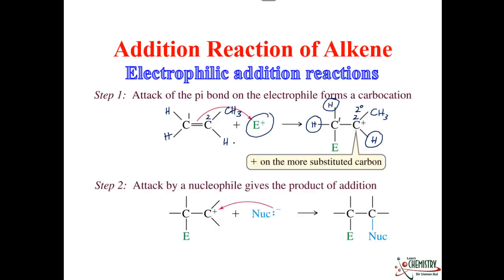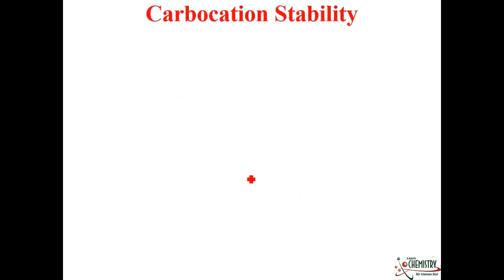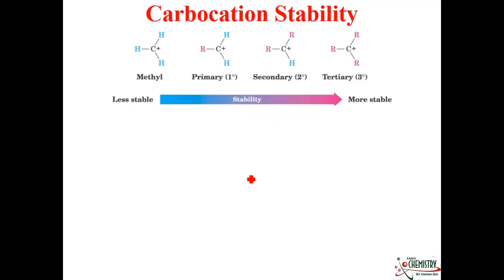That was the first part of the reagent. Now the second part of the reagent, that is the negative part, will attach to make the final product. Now I will discuss the stability of carbocations. There is a very basic trend for the stability of the carbocation. We have 4 types of carbocation: number 1 is the methyl carbocation, number 2 primary carbocation, secondary carbocation, and tertiary carbocation.